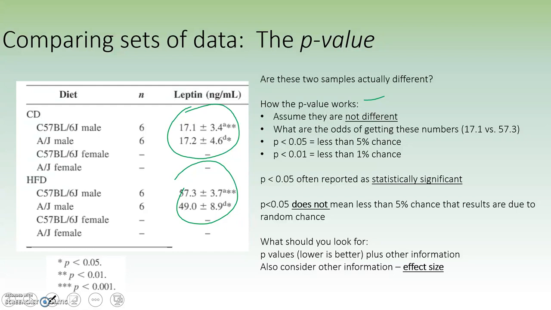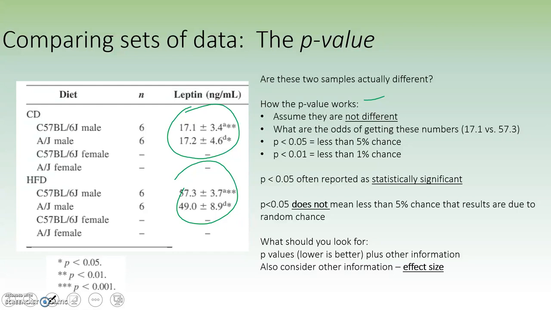This is how the p-value works. First, we assume that the two sets of data we want to compare are not actually different. That is, what if there is no real difference in leptin values between control and high-fat diet mice? We then use a statistical test to calculate what the odds would be of getting these numbers, again, if there were no real difference. A p less than 0.05 means that there is less than a 5% chance of that occurring if, again, there is no real difference. A p less than 0.01 means there is a less than 1% chance, again, assuming no real difference exists between these two sets of data.